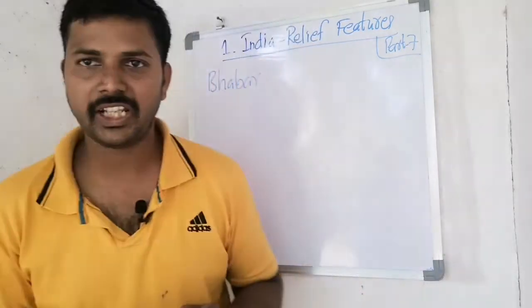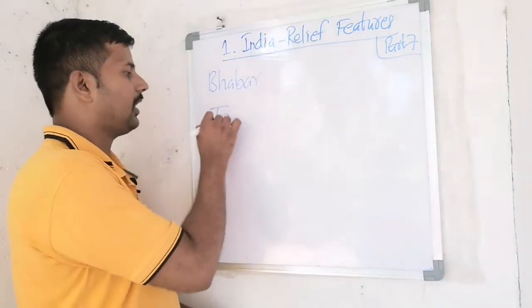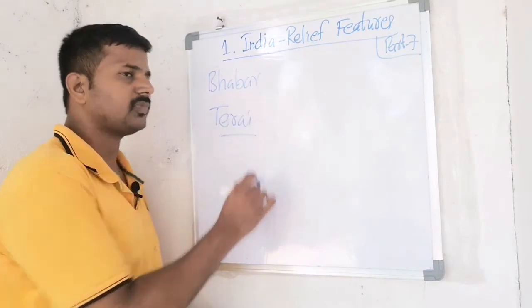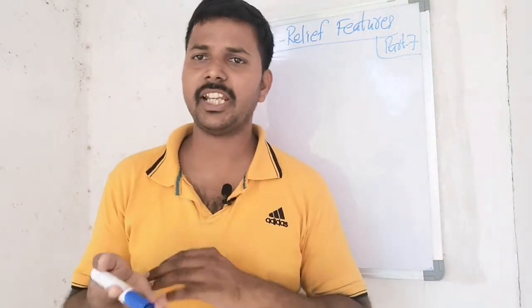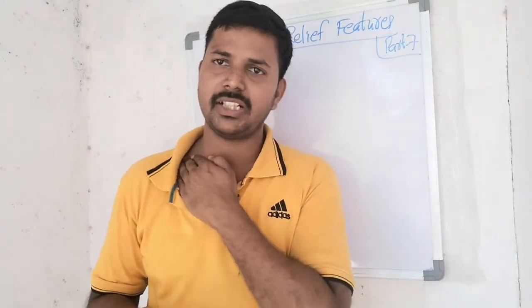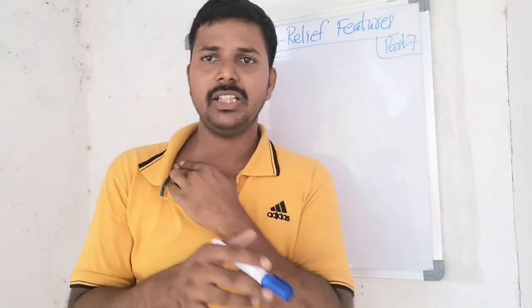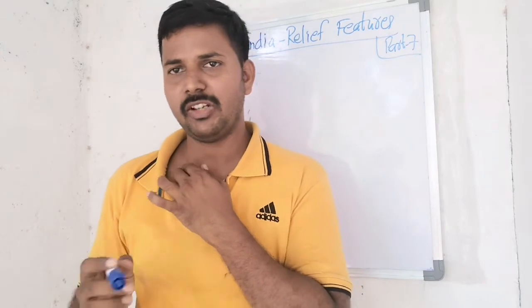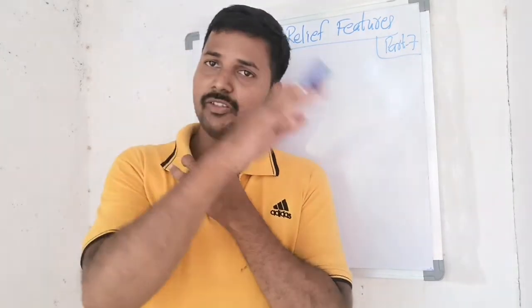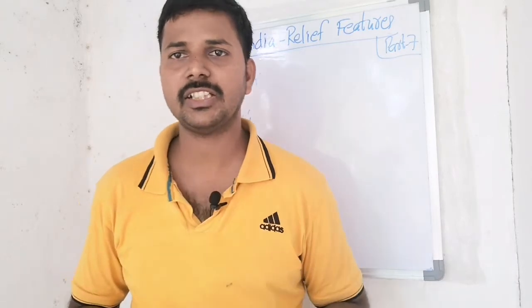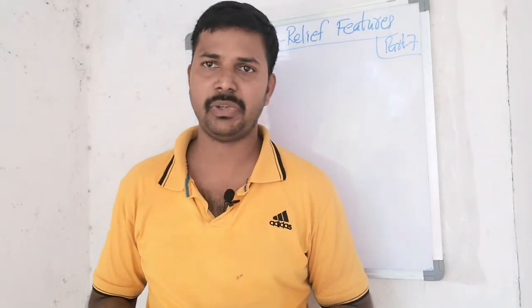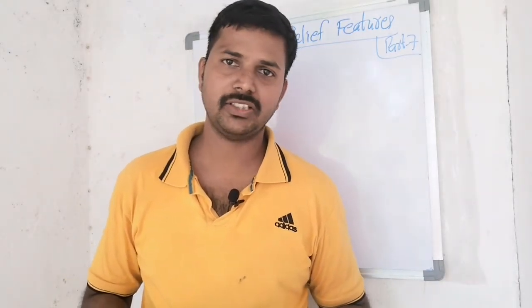Okay, so next, Terai. What does Terai mean? The rivers which flow underground through the Babar reappear at the end of the Babar region, and there the small rivers and streams which were flowing underground form a marshy and swampy region. The swampy and marshy region is called Terai.